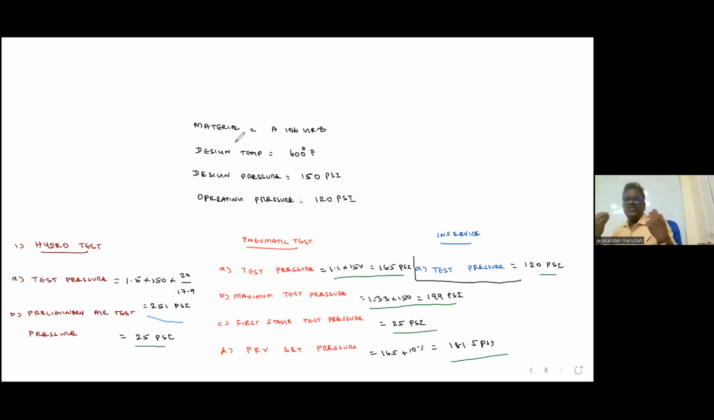Yes, what is your doubt? Yes, please, ask something. There is no maximum for hydro? No, for the hydro test it is 1.5 times only, maximum. But if it is crossing the yield strength, we have to reduce the pressure. We cannot go more than this. For the pneumatic test, the standard pressure is 1.1 times, but it can be maximum up to 1.33 times. So there are two ways. Generally, the exam question asks for 1.1 times. For the maximum, how much it can go for pneumatic, 1.33 times. The hydro test maximum is 1.5 times only.